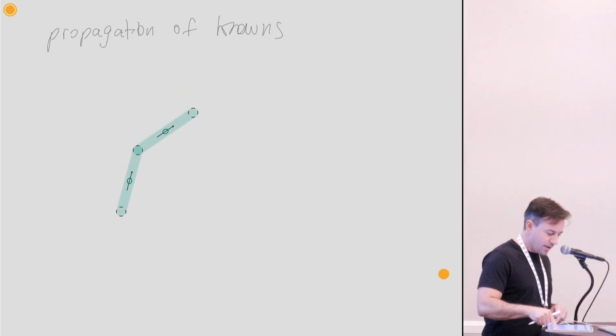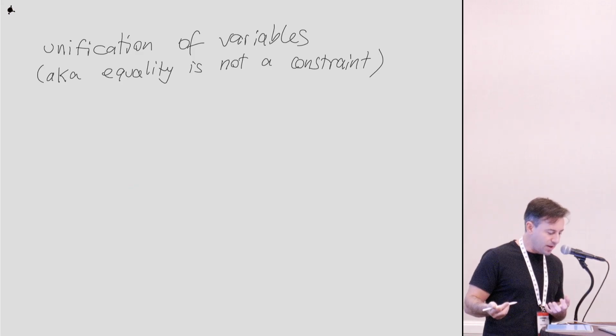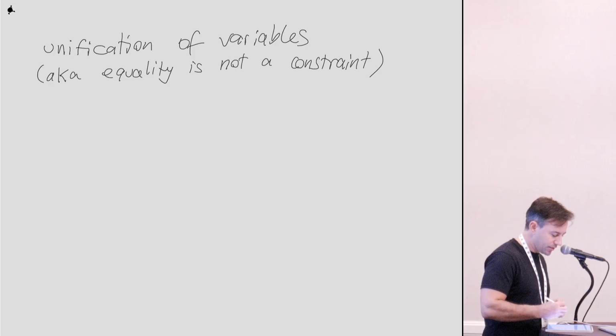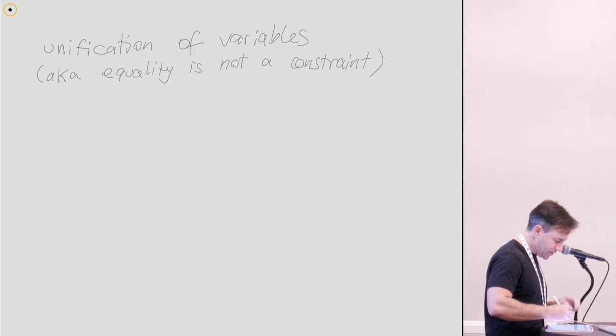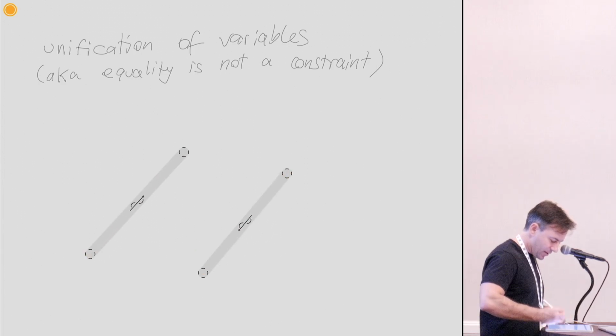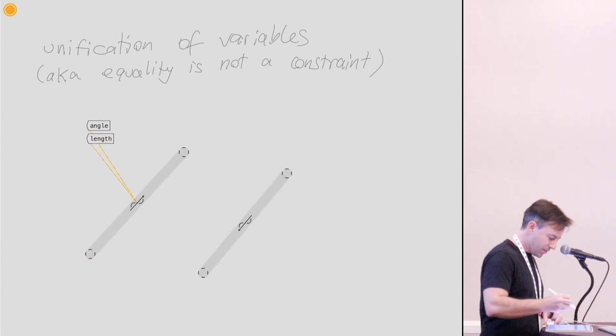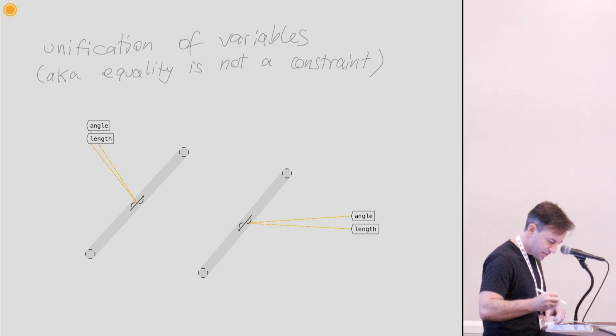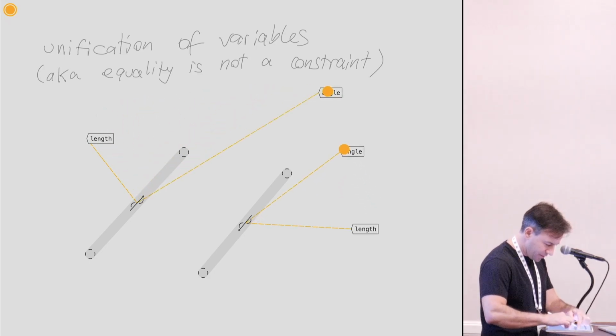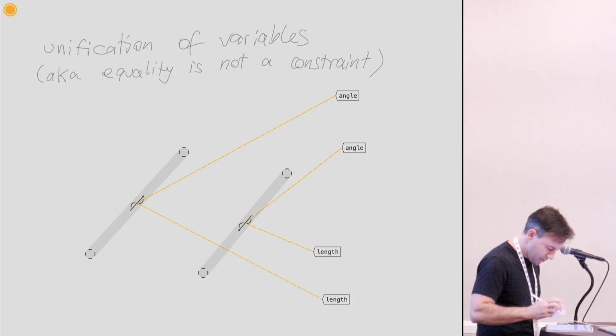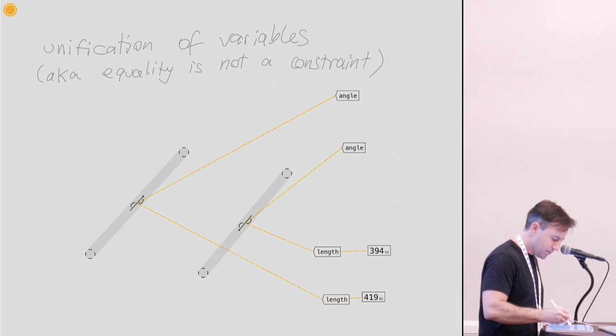Okay, another neat idea that we use here is something that we call unification of variables, and that is to say that we don't use equality as a constraint. And so here's an example to illustrate that. I have 2 gizmos, and I'm going to pull out their angles and lengths. Let's put the angles together and the lengths together here, and show you the values.